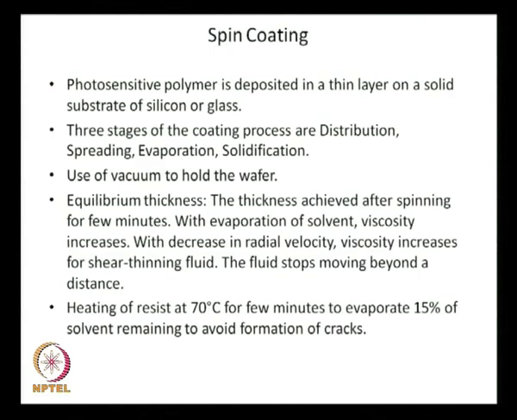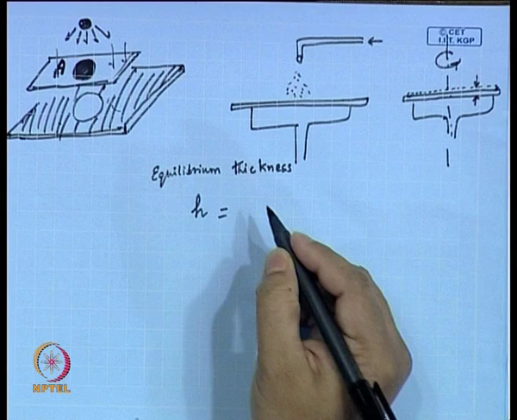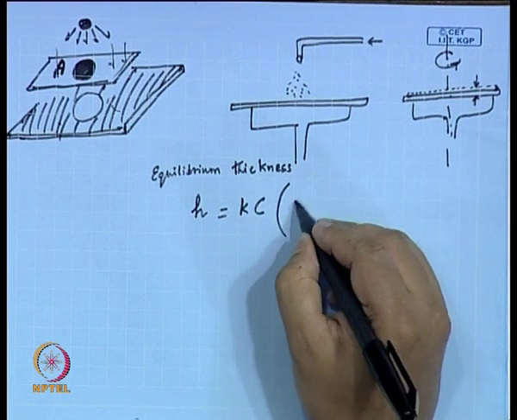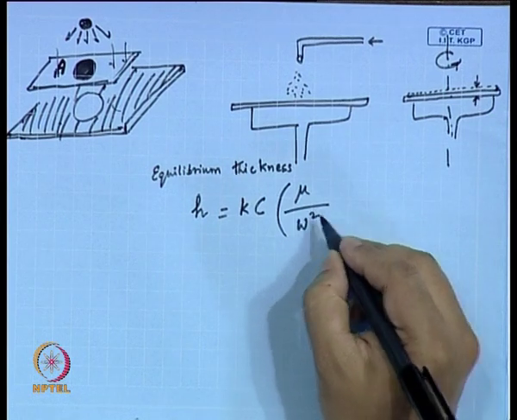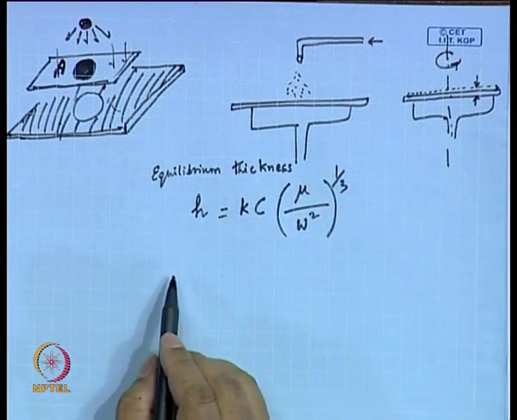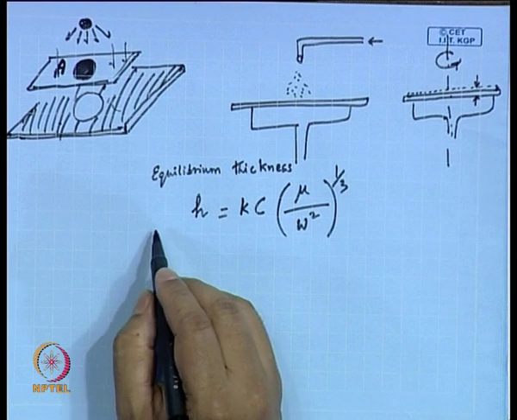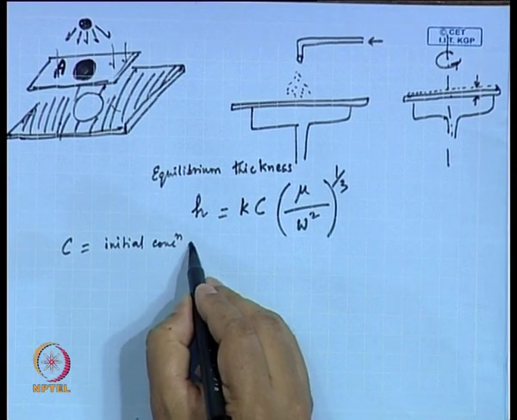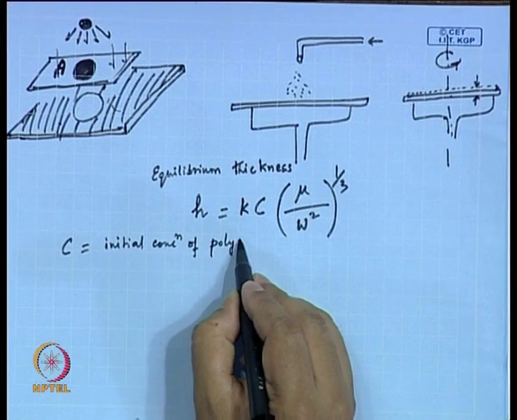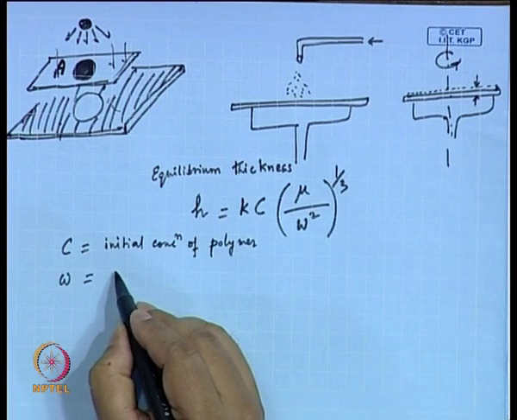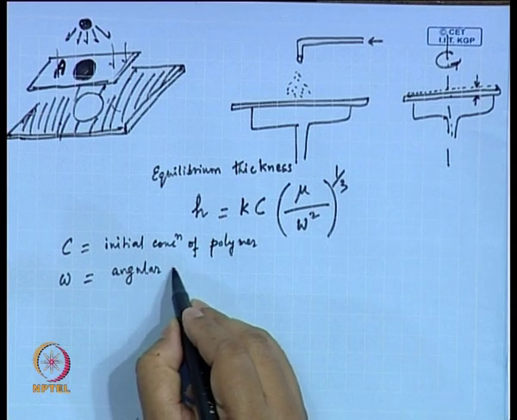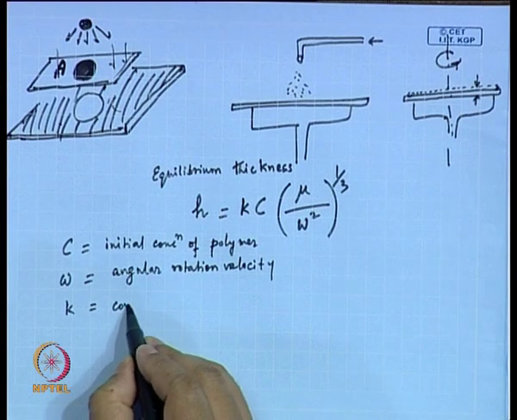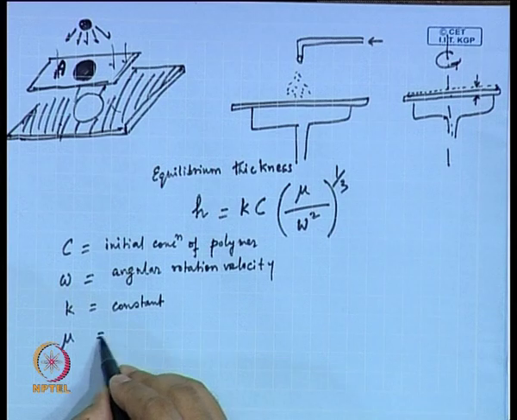In fact, there is a formula for equilibrium thickness. This is an empirical formula, but at least it gives you an idea as to what kind of dependence you have, how this equilibrium thickness depends on the spinning rate, etc. This is the formula that is used for equilibrium thickness, where H is the thickness, C is the initial concentration of polymer, omega is the angular rotation velocity, k is some constant, and obviously mu is the viscosity.